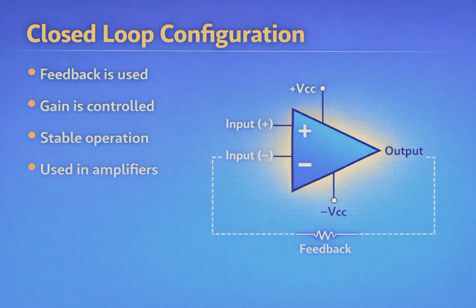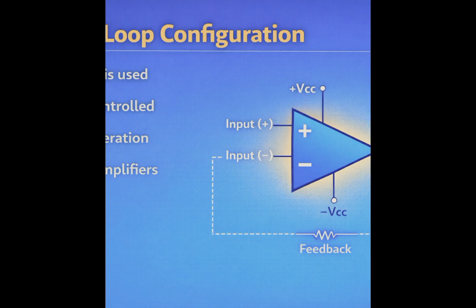Closed loop configuration. Now let us understand closed loop configuration. In this configuration, feedback is used. Gain can be controlled. Circuit becomes stable. That is why closed loop configuration is widely used in amplifier circuits. Most practical OPAMP circuits use closed loop configuration.